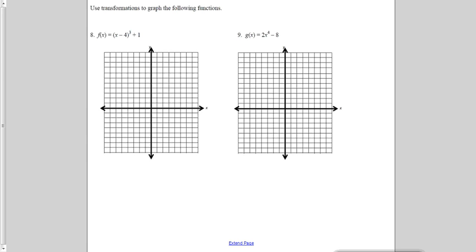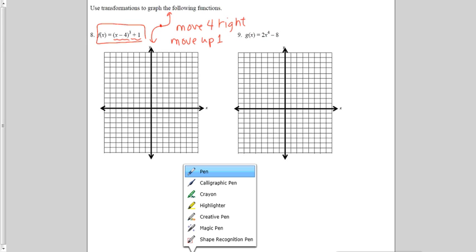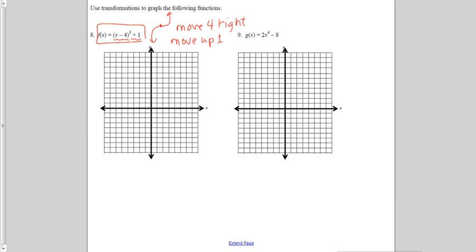Question number 8 asks us to graph this function using transformations. So we should know right now that x cubed is our parent function, so it's going to make a bendy shape. We know that the minus 4 on the inside is going to move 4 to the right. And we know that the plus 1 outside is going to move us up 1. So when we go to graph this, we're going to have a new anchor point. We're going to move 4 to the right and up 1. And this is where our whole graph is going to start, 4 to the right and up 1.